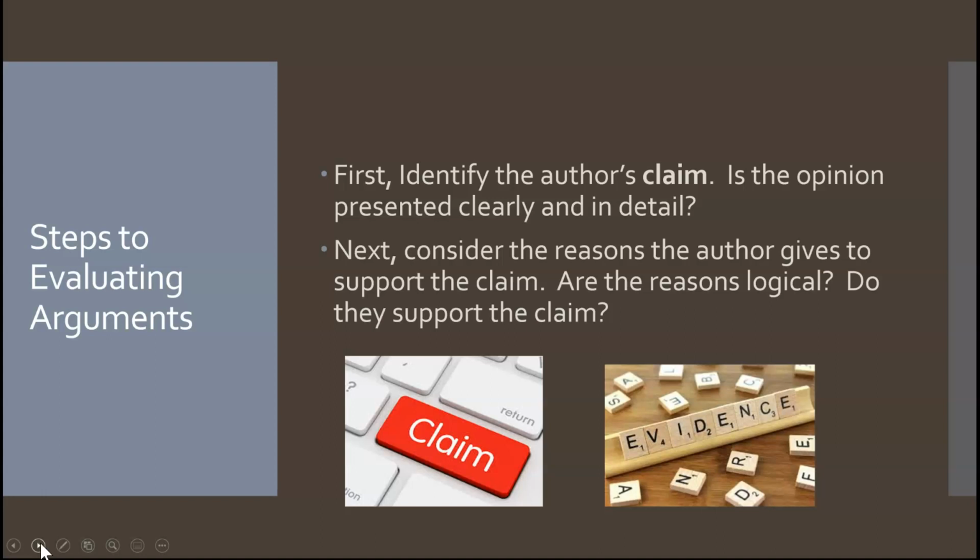Steps to identifying arguments. The first thing you need to do is identify the author's claim or their thesis, right? Another way to say that, the main claim is the thesis. Is the opinion presented clearly and in detail? Do we know exactly what's being argued based on their thesis or their main claim? Once you've done that, you need to consider the reasons the author gives to support the claim. Are the reasons logical? Do they support the claim?